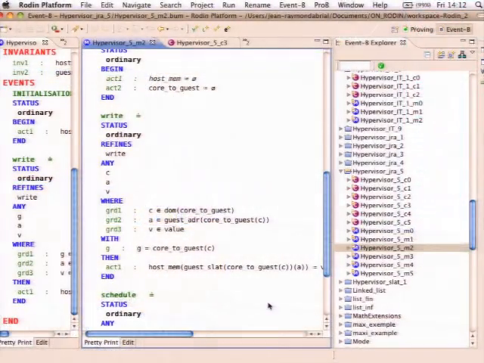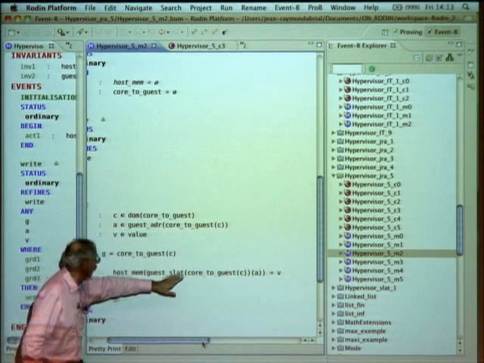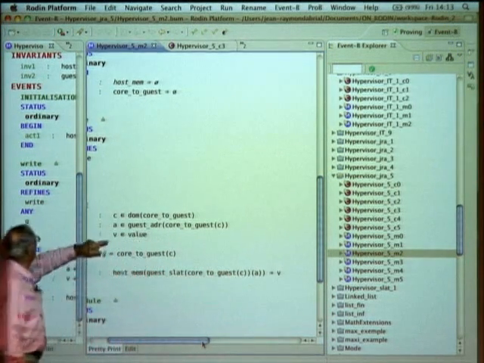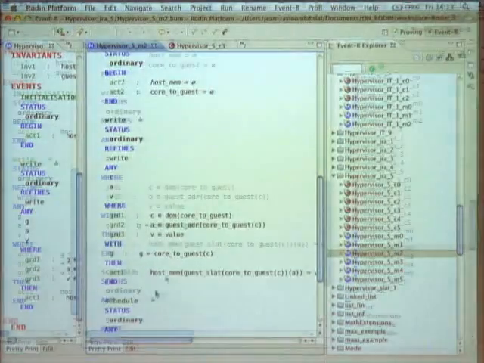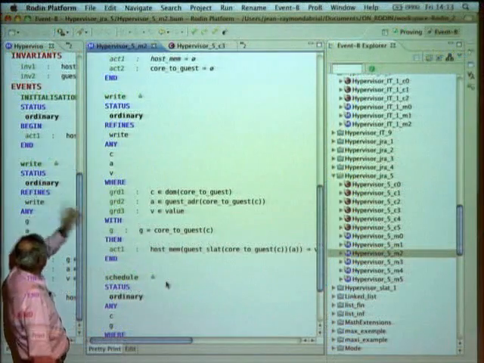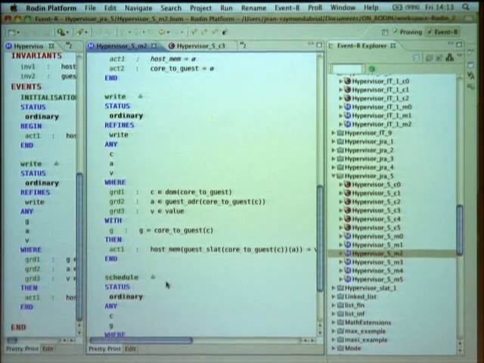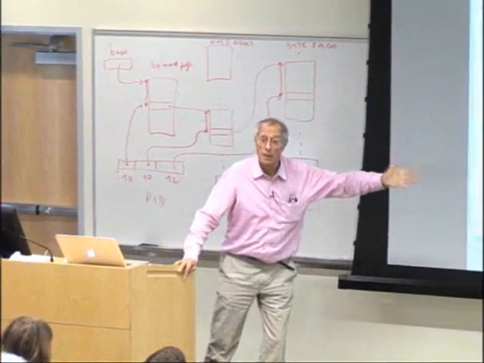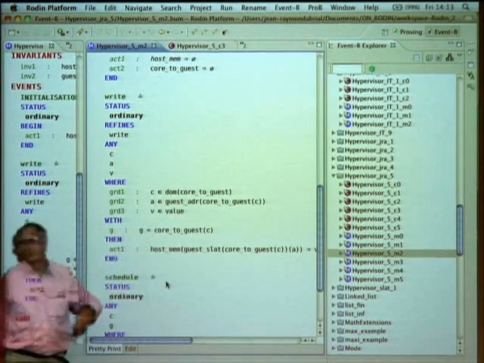And we have, again here, a little modification of write, which becomes fatter and fatter. And now this is host mem of guest write, of core to guest, of C and A. And now the guest has disappeared from the write operation, from the parameter, and it is replaced by C, and the connection is the G of the previous abstraction is core to guest of C. And of course, this is done only if the guest is not sleeping. And then if the guest is not sleeping, then C is in a domain of core to guest.